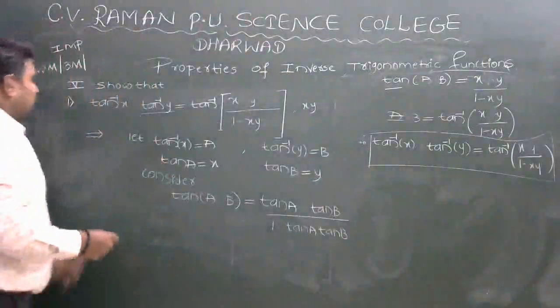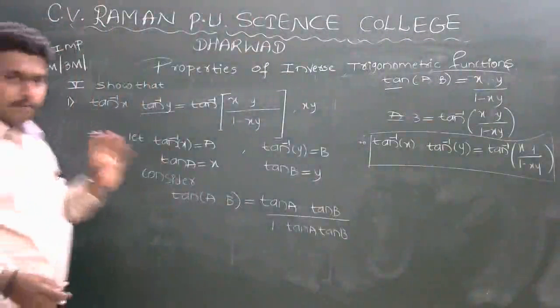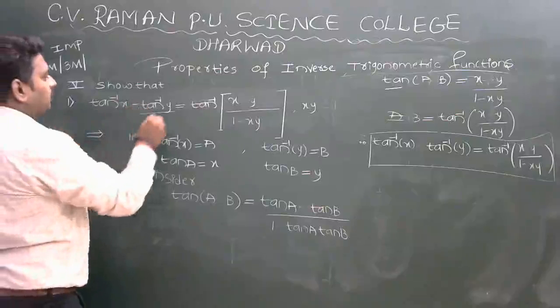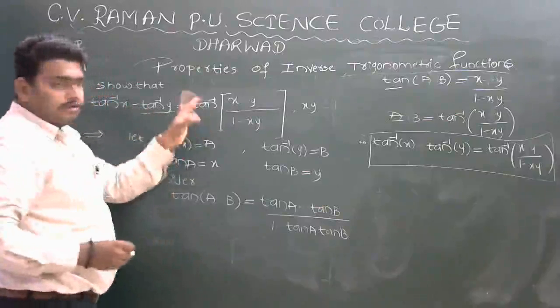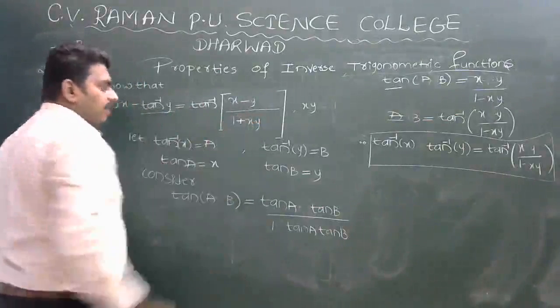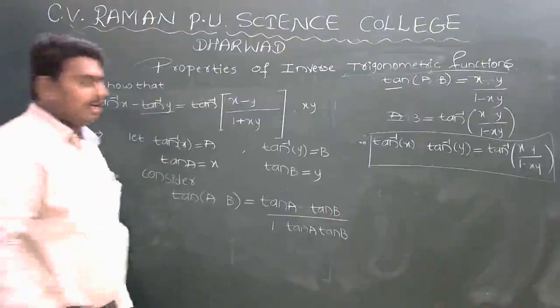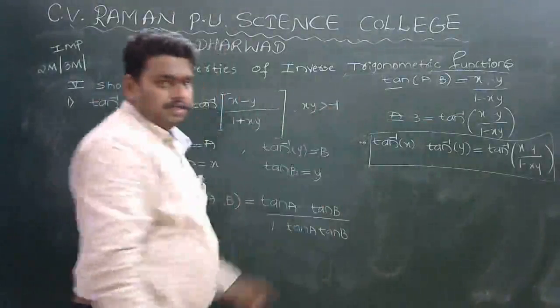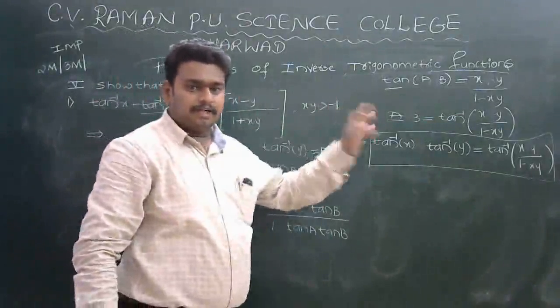Okay, the next one. Same as the other, I am just going to change that. Tan inverse of x minus tan inverse of y equals tan inverse of (x minus y) whole divided by 1 plus xy. And this xy value should be greater than minus 1.